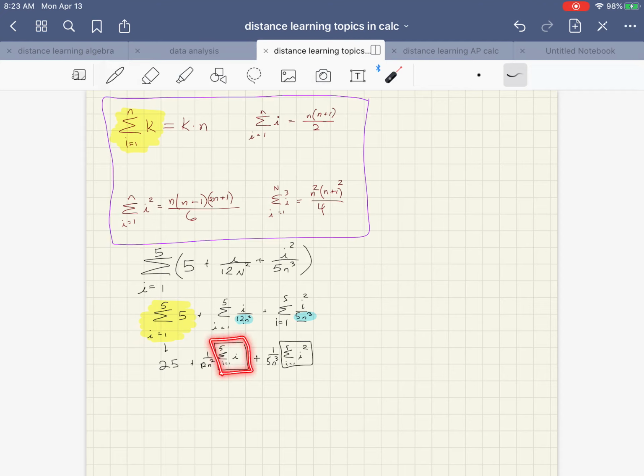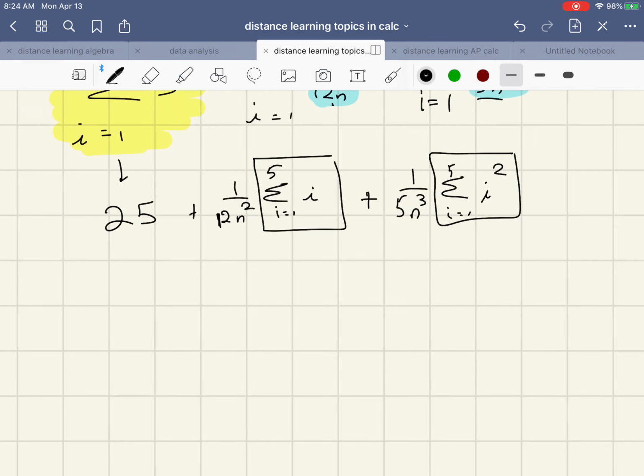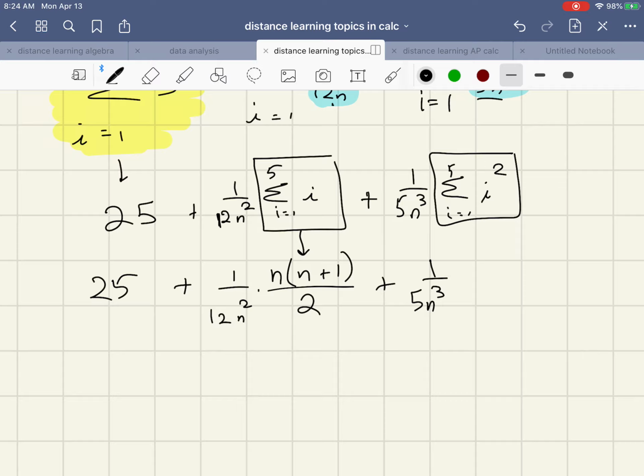And now we can start looking at these formulas. In this particular problem, we wanted to take the n out of that because now this sigma only has an i, and it looks identical to this. So now we can plug in the formula in its place. It's n times, parentheses, n plus 1 all over 2. That's going to take the place of this, and the front fraction remains. Keep the 25, and on this one, 1 over 5n cubed.